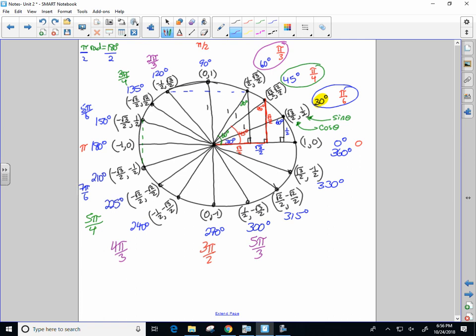To get to 315, I have to do 2 more of those pi over 4 movements. So 2 more of them will put me at 7 pi over 4. 330, well, that would be 11 of those 30-degree turns. So 11 of those pi over 6s. And by definition, 360 is equal to 2 pi. All right. So that's really the unit circle, and this is the starting off point to understanding rotational trigonometry.